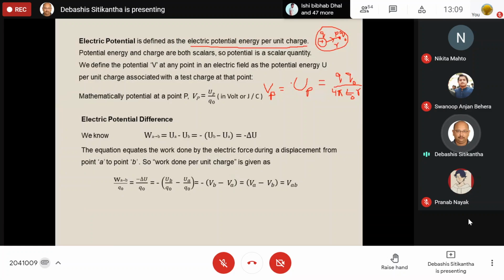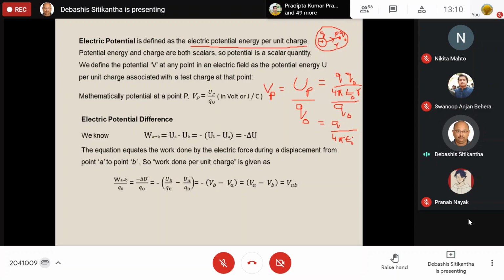So over here, as you can see, your electric potential is defined as the electric potential energy per unit charge. And please remember, like your electric field, your electric potential is always defined at a particular point in space. So this is nothing but your potential energy at the point P divided by your Q0. If we divide this expression by Q0, then we are going to get an expression which is nothing but Q by 4 pi epsilon 0 R.